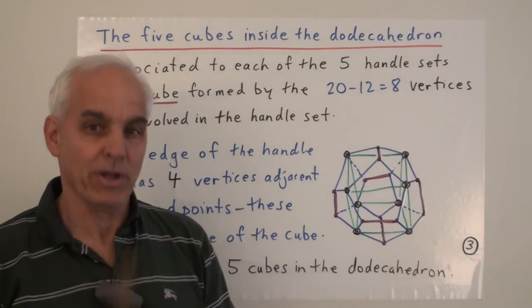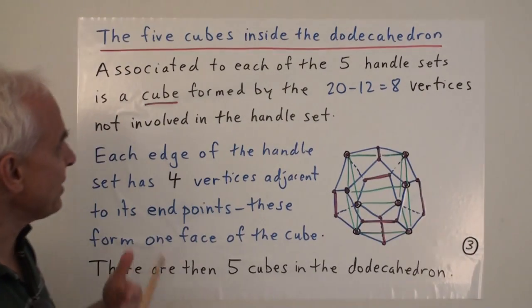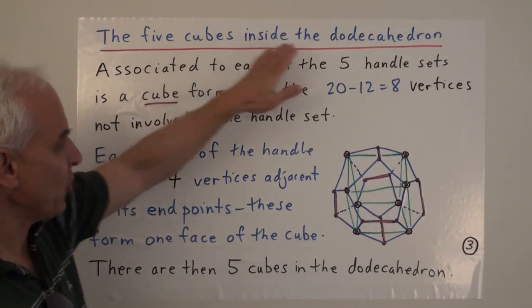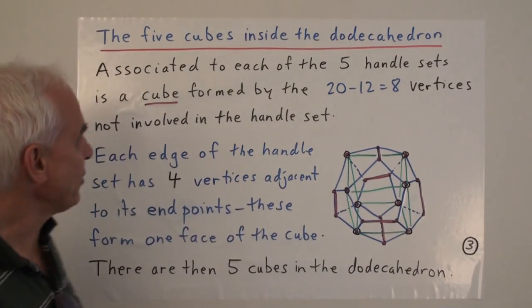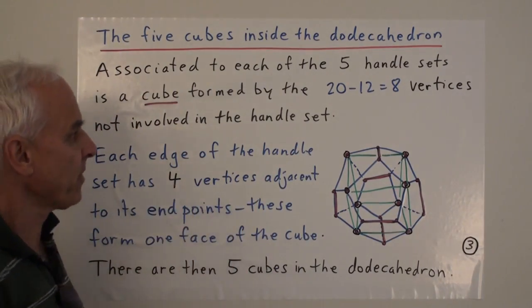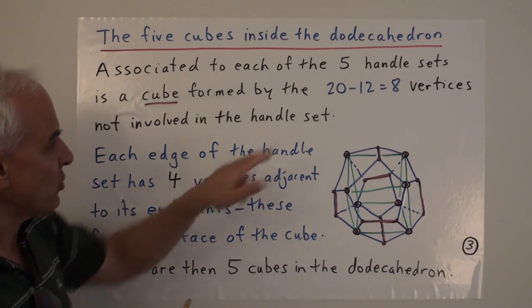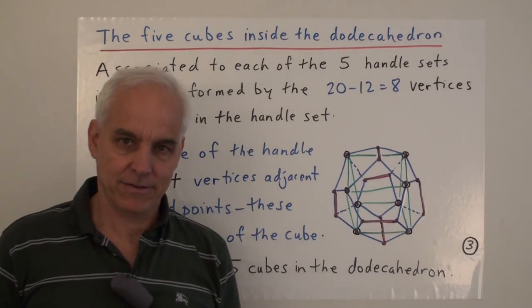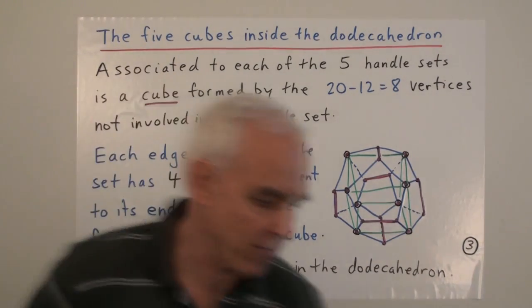Now, it's more usual in the literature to consider, instead of handle sets, cubes. So there are also 5 cubes inside the dodecahedron. And it turns out that associated to each of the 5 handle sets, there is a cube. And that's formed by the 20 minus 12, or 8 vertices, which are not involved in the handle set. So there are 20 vertices altogether.